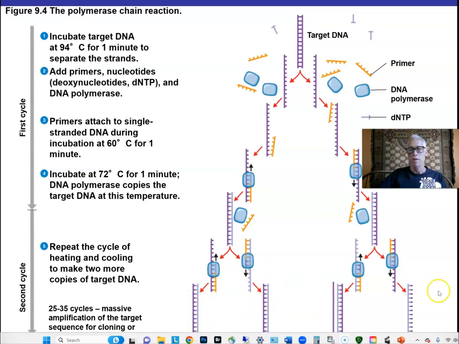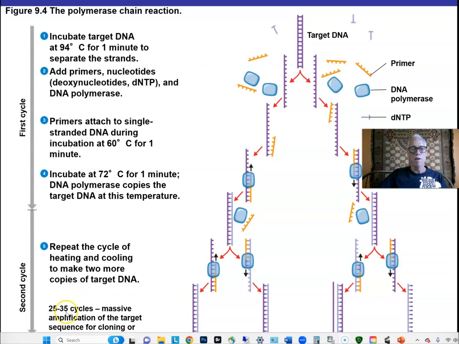Now we have 4 copies and 8 copies and 16 copies and 32 copies. We just keep on doing it. We have a machine called a thermocycler, which is just a fancy heating block that can vary temperatures cyclically. We keep heating, cooling, and every time we do that, we get a doubling of the amplified product.